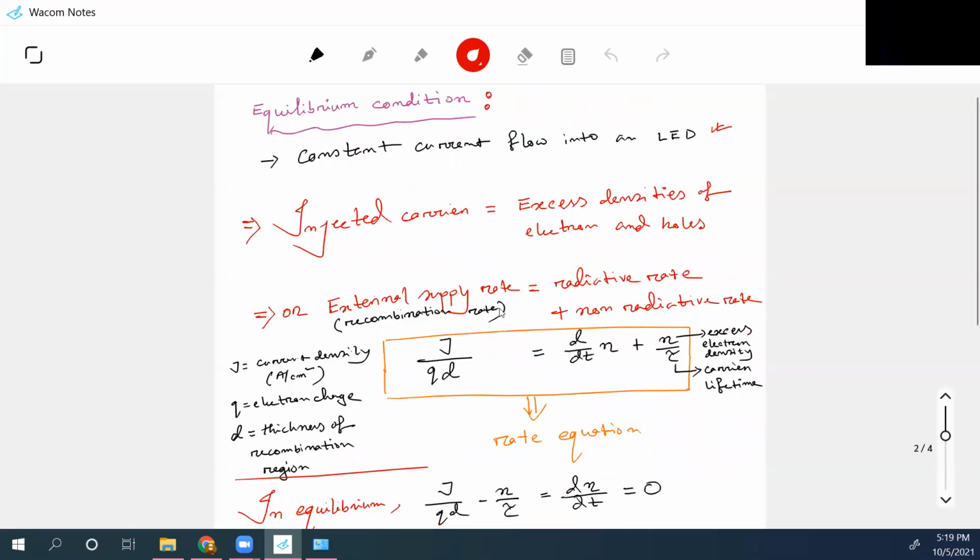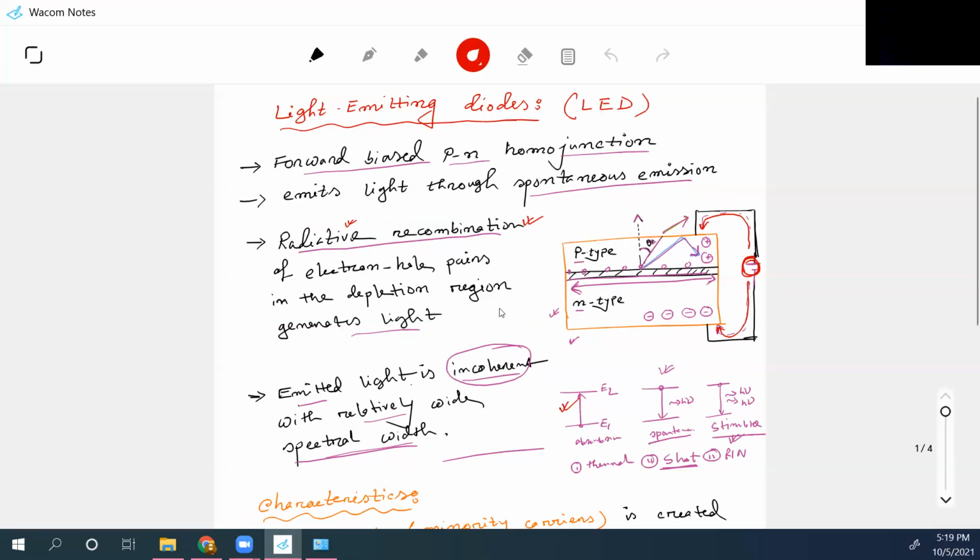Okay. So the injected carriers in here, the carriers meaning both electrons and holes, are the excess density of the electrons and holes. This injection is the reason for the excess amount supplied. For example, because this is negative, we have lots of negative charge, a supply of negative charge. Because this is positive, you will have lots of positive charge, a supply of positive charge.